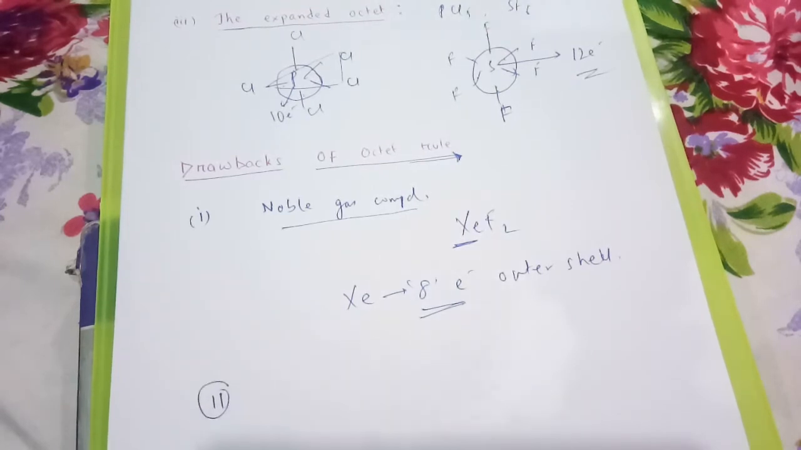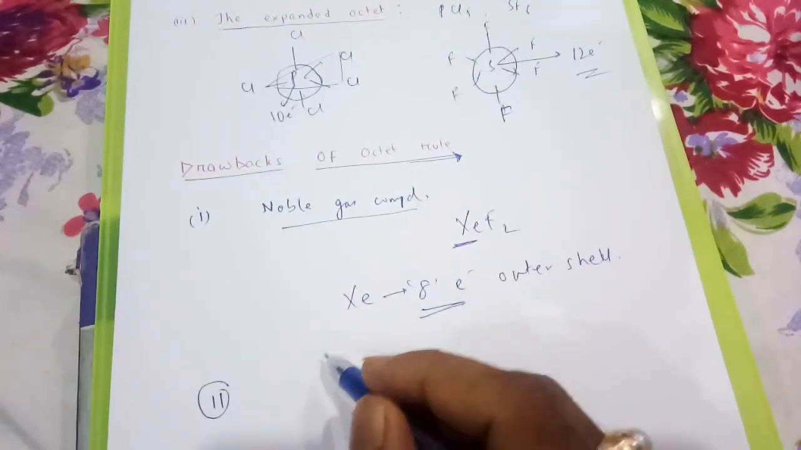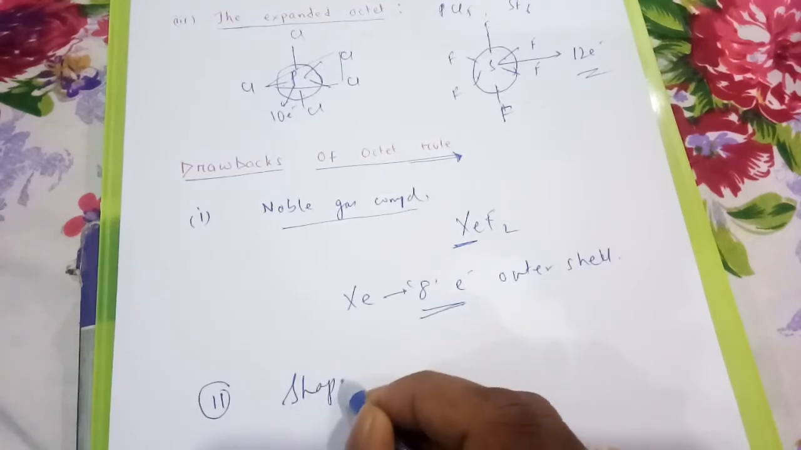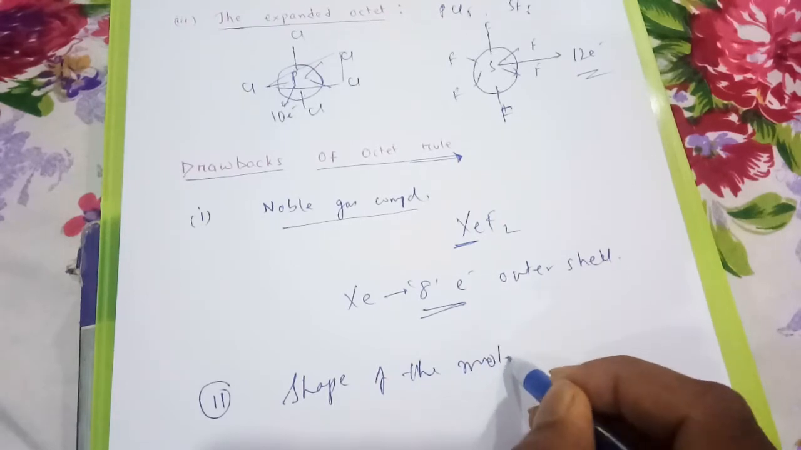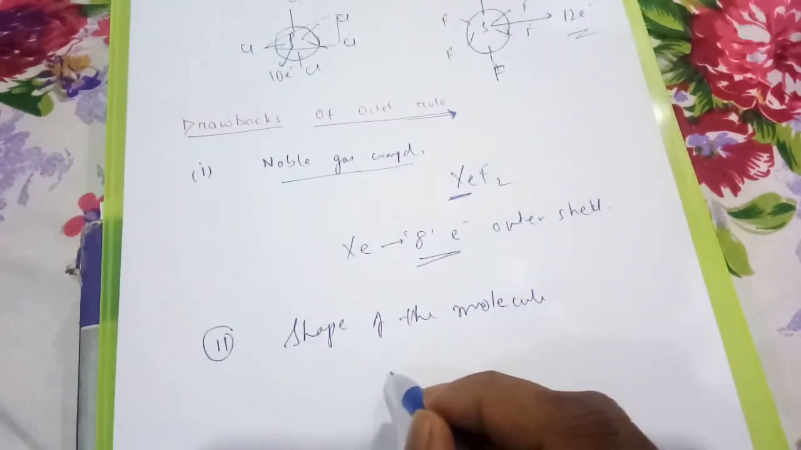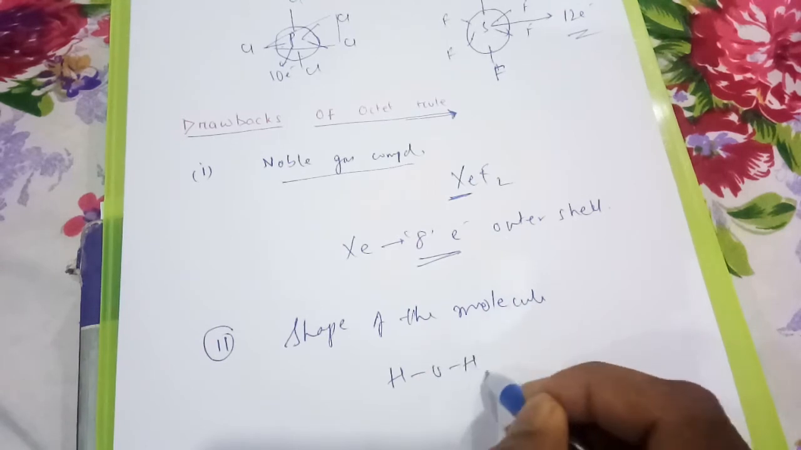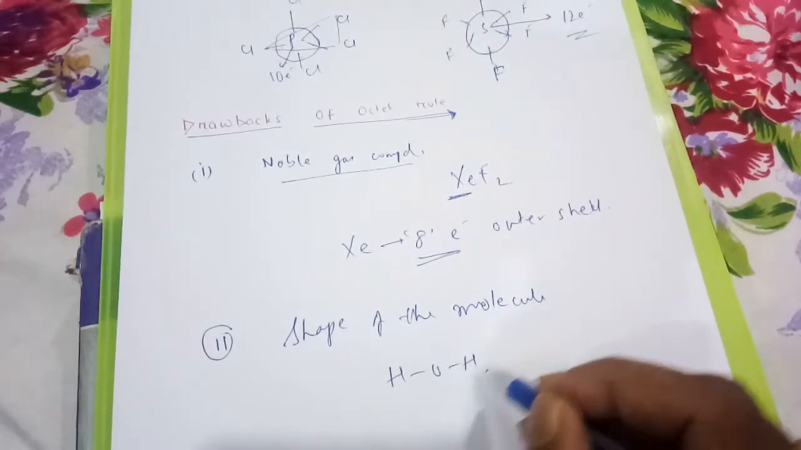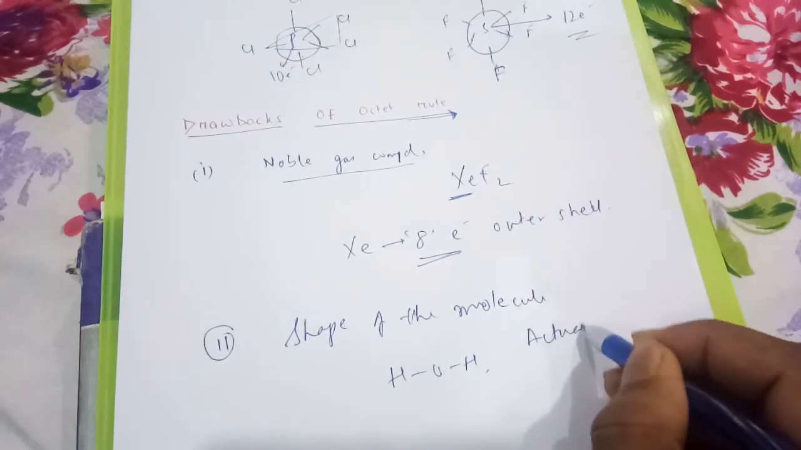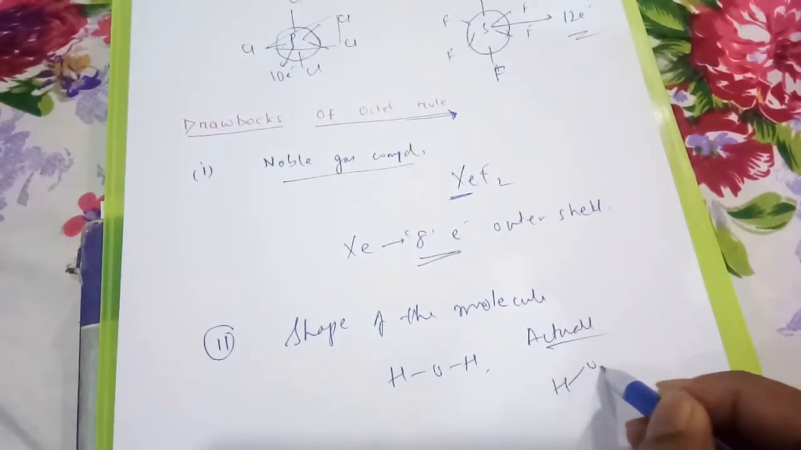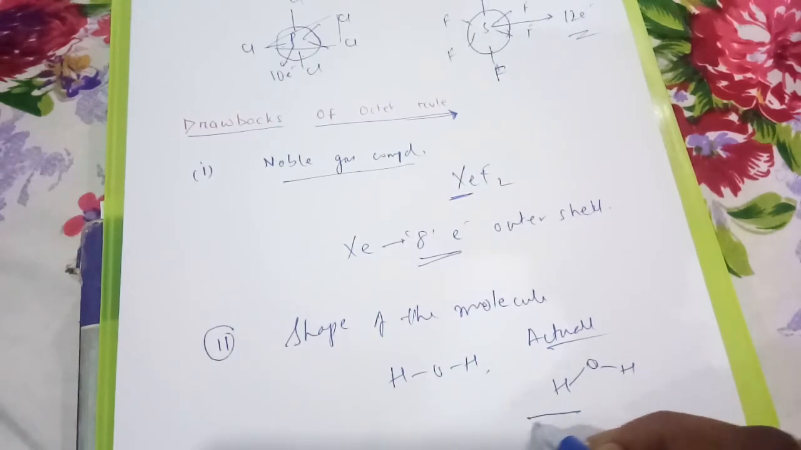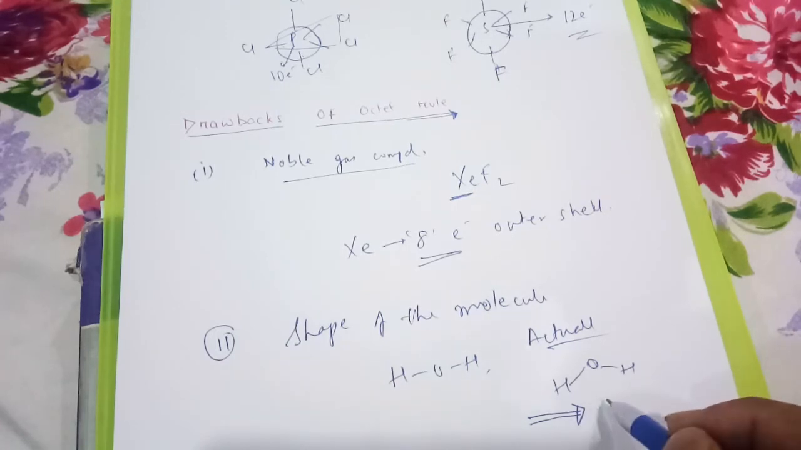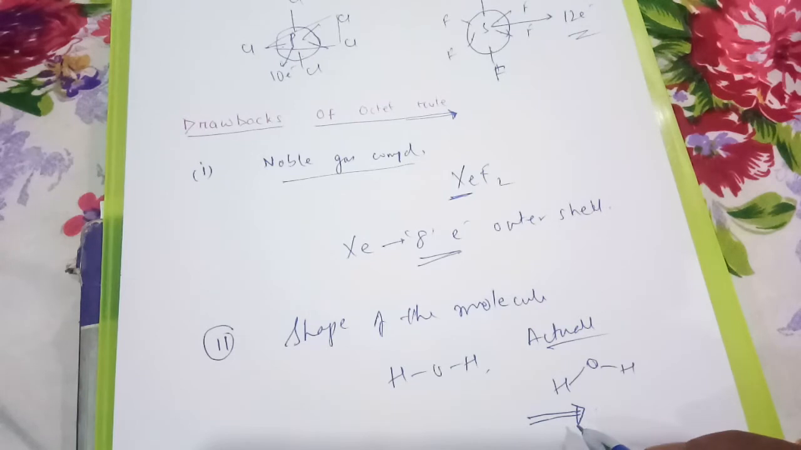The second point is that the octet rule cannot give knowledge about the shape of the molecule. If I draw water like that, this is also okay, but the actual structure of water is this one. It is a bent shape. So the shape of the molecule, whether it is bent, linear, or tetrahedral, is not explained by this rule.